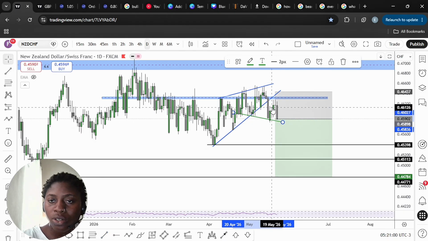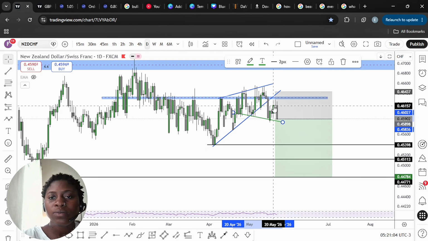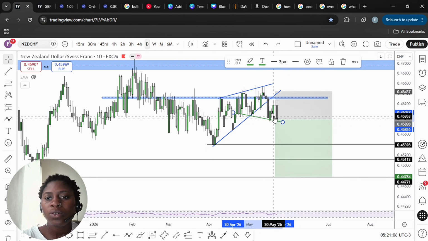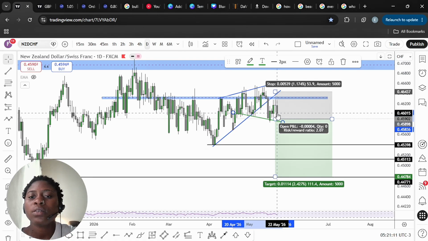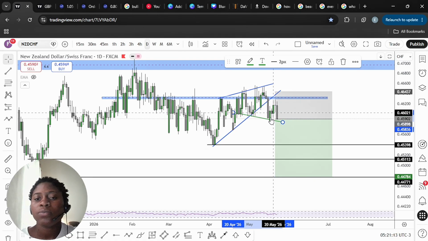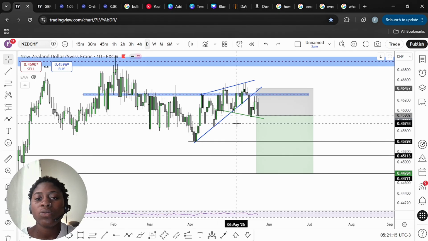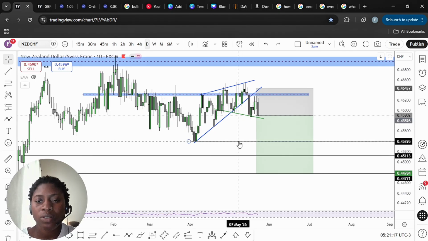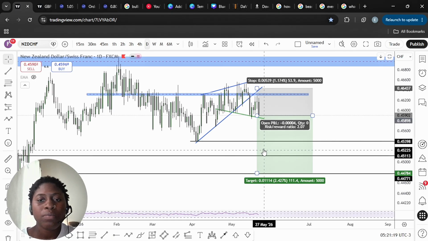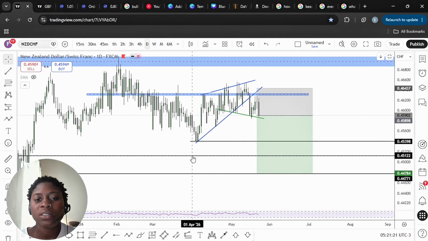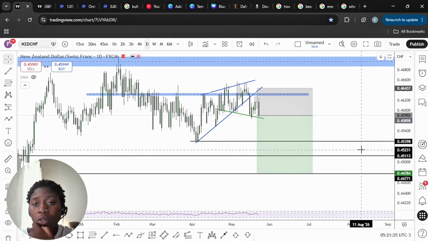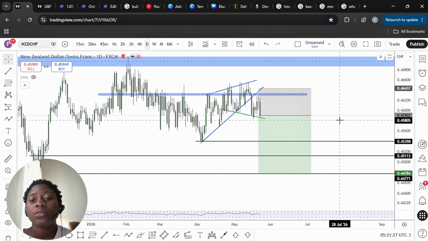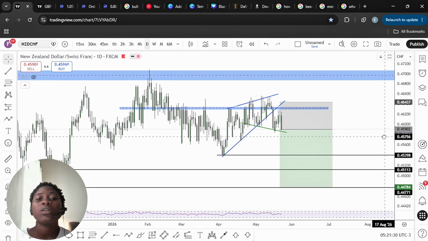We have this evening star pattern formation on the daily time frame, which is this green, the doji, and this bearish candle. So we expect the first target to be here, and price could just even sweep past this target and go straight into our third target. So that's what I'm expecting for the week ahead.